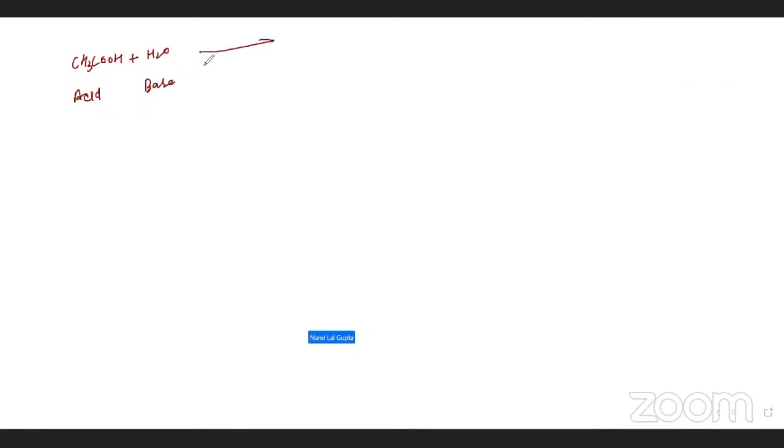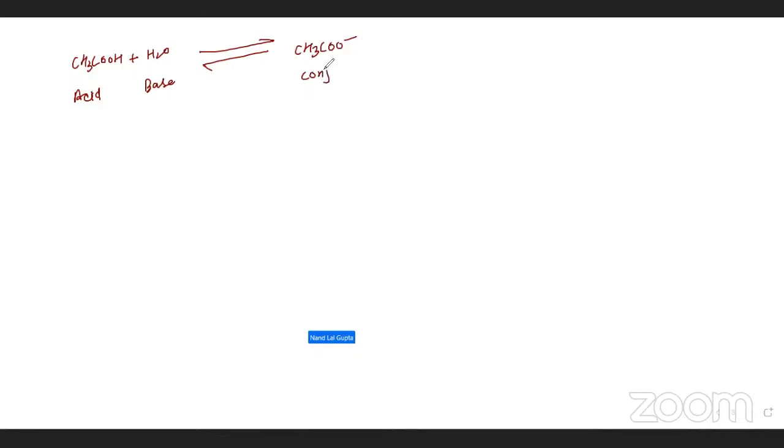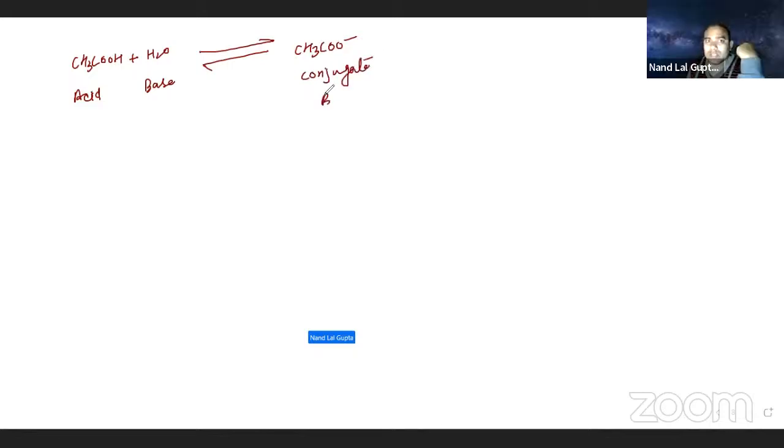Okay. Now I am giving you one more example. Suppose I have CH3COOH and I am putting this in water. So this side, this is the acid, and the other is the base. Acid has a conjugate base. So it is going to be CH3COO minus. This becomes the conjugate base; it does not have the H plus. And then it becomes H3O plus, so it becomes the conjugate acid.